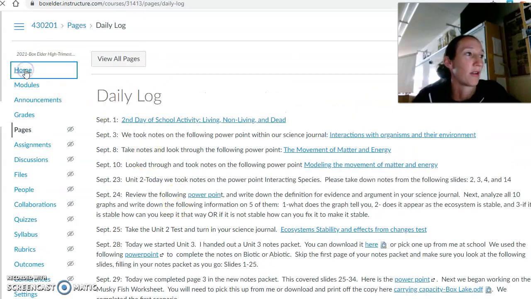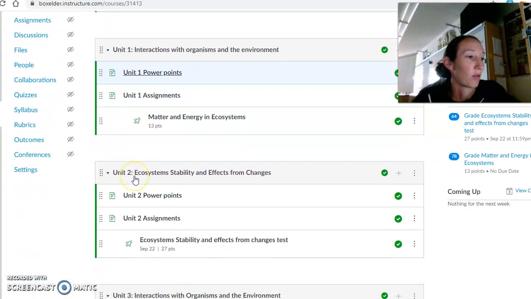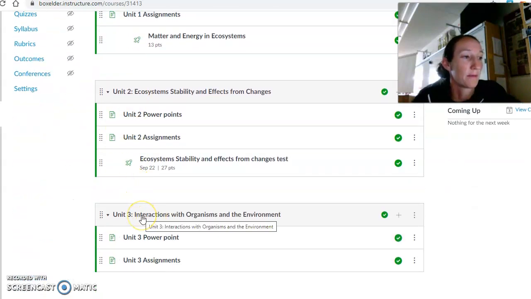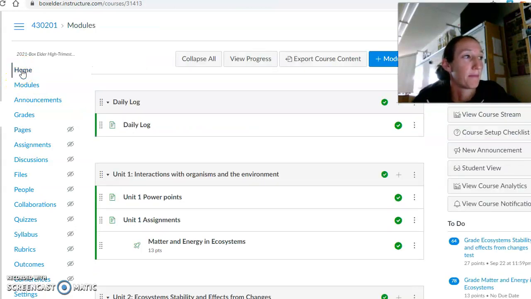And what I have right now is our Canvas page. I'm going to scroll down because right here we're on Unit 3, and I'm going to go ahead and go to Assignments. And this is the online simulation link. All right. So you can get to it here. Or let's go ahead and back this up again, and I'm going to go to the daily log.